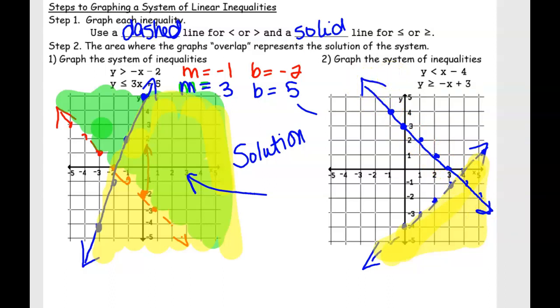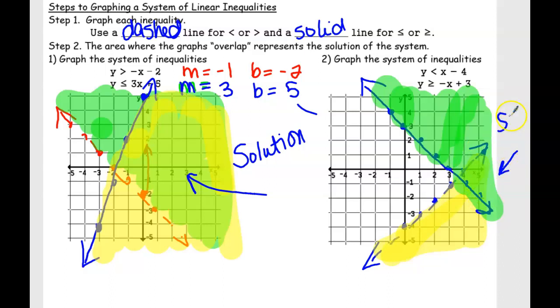So now when I shade the other side, it's greater than, so I'm going to look, it's going to be greater than the y-intercept, so I'm going to shade this side here. And if you notice, my overlapping solution area is right in here. So there's my solution.